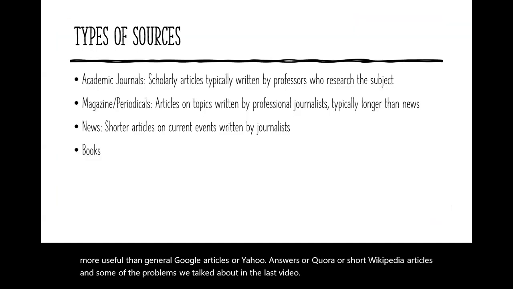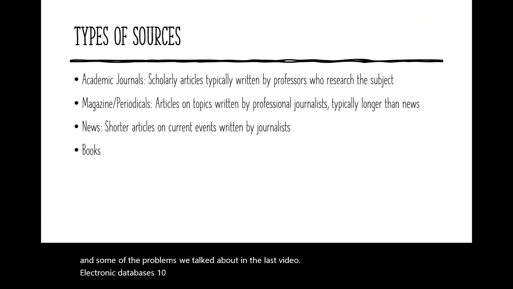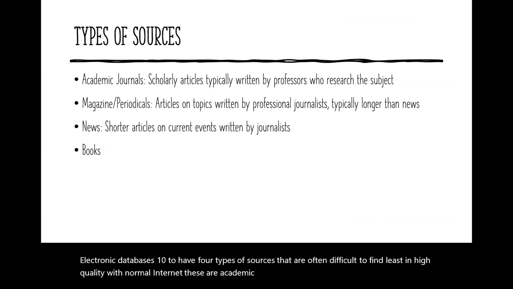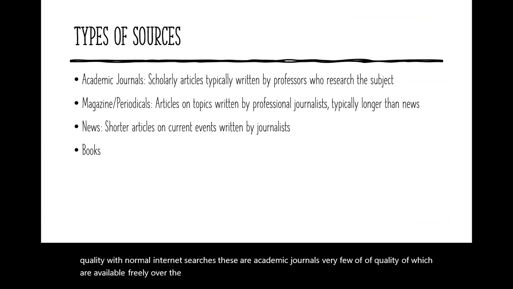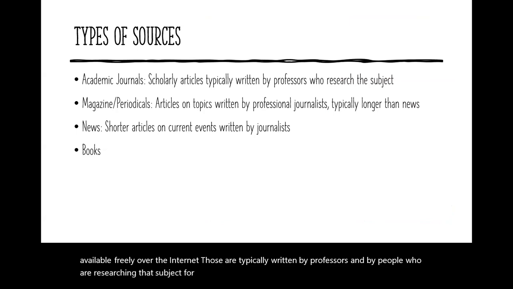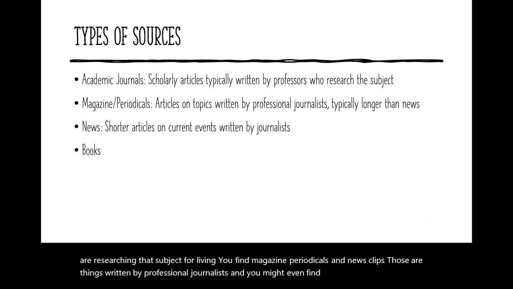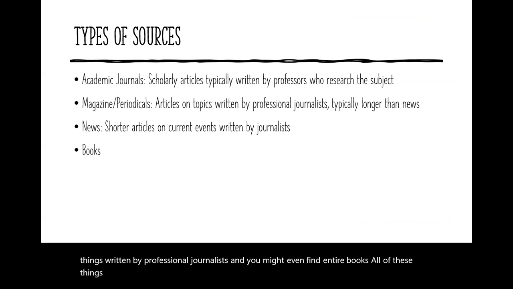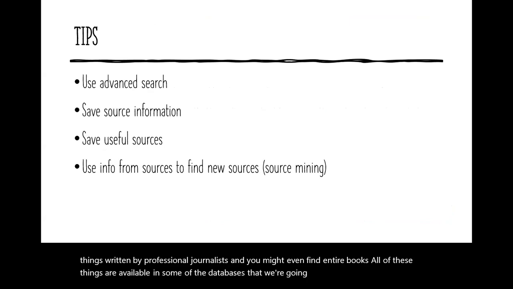Electronic databases tend to have four types of sources that are often difficult to find, at least in high quality, with normal internet searches. These are academic journals, very few of quality of which are available freely over the internet. Those are typically written by professors and by people who are researching that subject for a living. You'll find magazines and periodicals and news clips, which are written by professional journalists. And you might even find entire books. All of these things are available in some of the databases that we're going to discuss today.